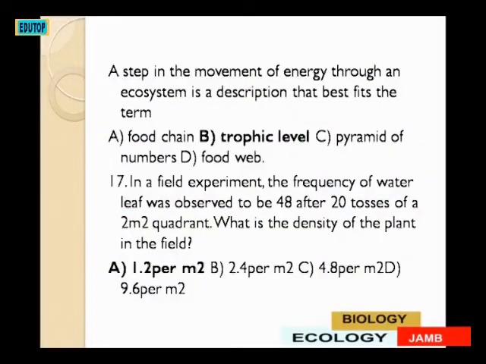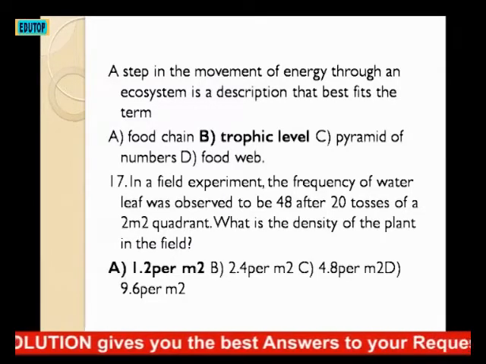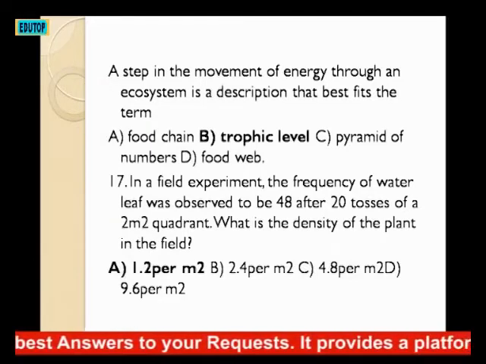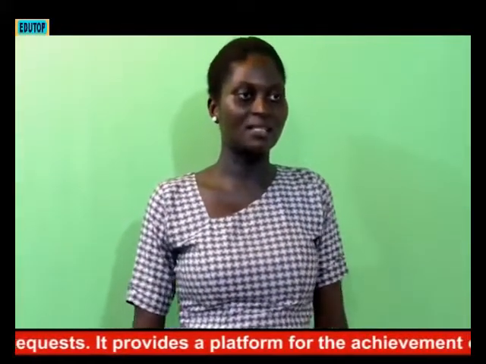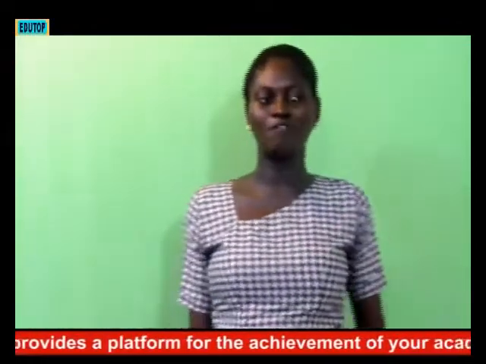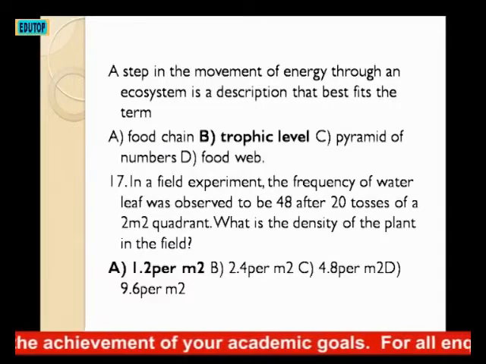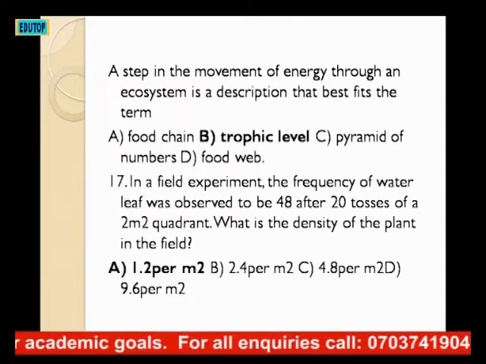The next question. In a field experiment, the frequency of water leaf was observed to be 48 after 20 tosses of a 2-meter square quadrant. What is the density of the plant in the field? This is a simple mathematical calculation too. So we want to look at what the density is. We have been given the frequency of water leaf to be 48. Then the number of times that the quadrant was thrown was 20 times. Then the size of the quadrant was said to be 2 meters square.